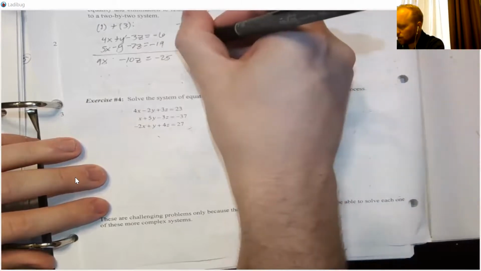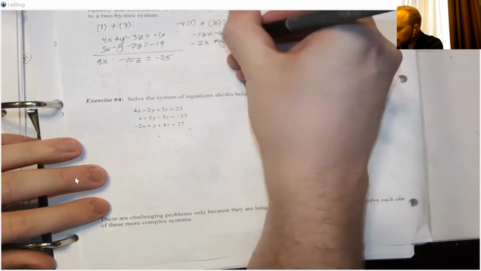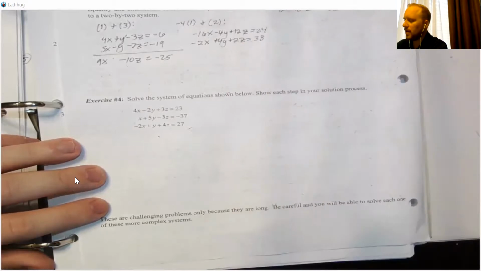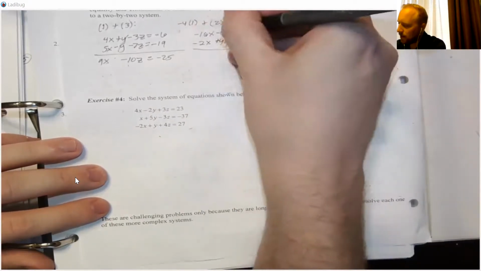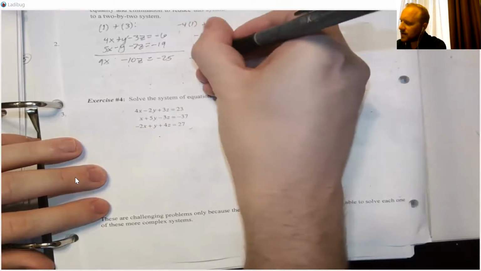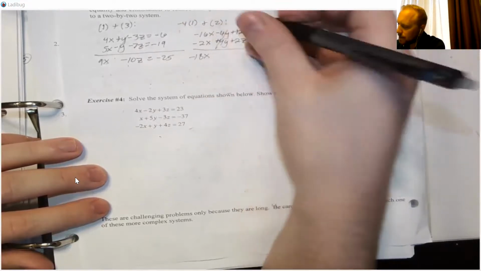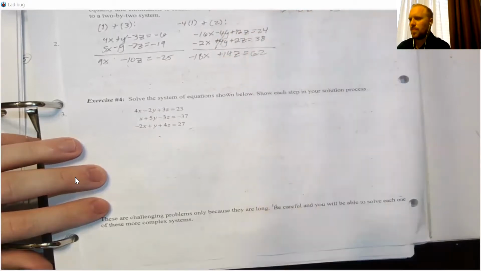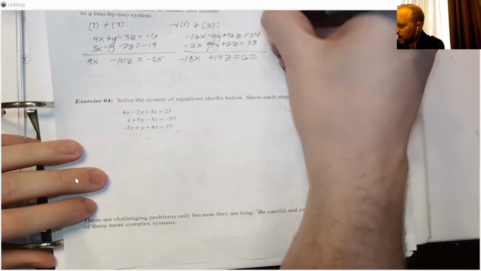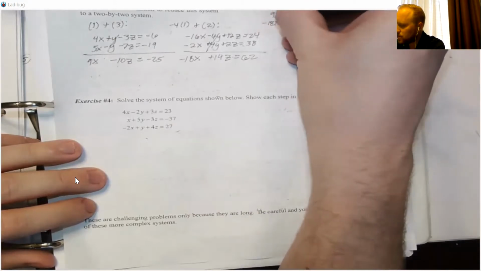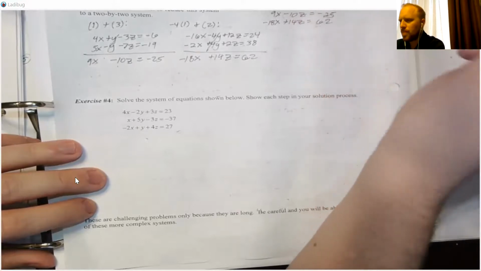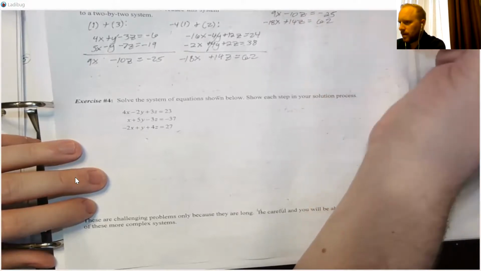Now I'm going to take the second one and rewrite it. -2x plus 4y plus 2z is equal to 38. Okay, and by doing that, I can eliminate my y's here. So I have -18x plus 14z is equal to 62. Okay, so I'm going to put that underneath this one. -18x plus 14z is equal to 62.